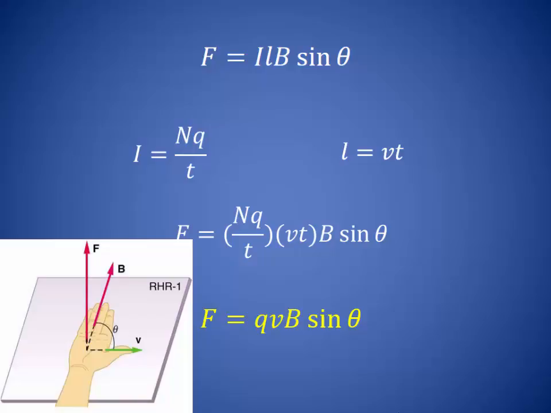Now the direction of the force can be found using yet another right-hand rule. Orient your hand so that your outstretched fingers are aligned in the direction of the magnetic field. Your thumb should point in the direction of the velocity of the electric charge. The direction of the force will be the direction of your palm if the electric charge is positive. If the electric charge is negative, the direction of the force will act in the direction of the back of your hand.